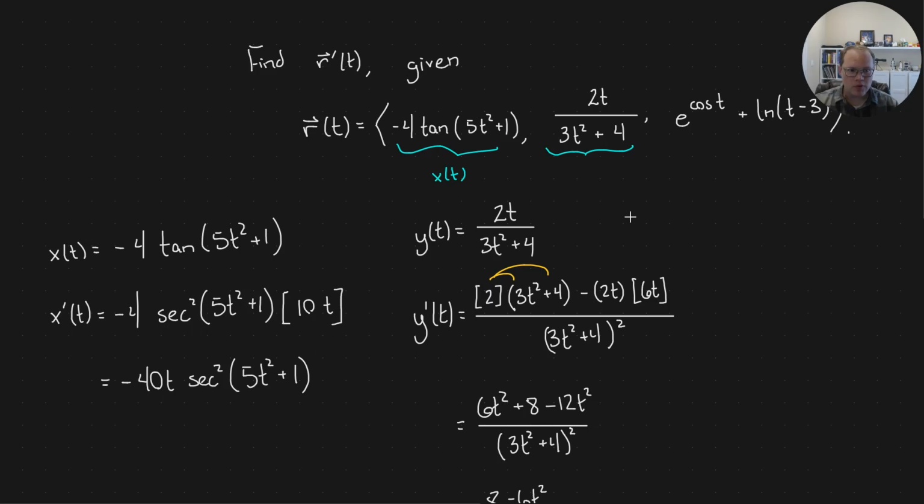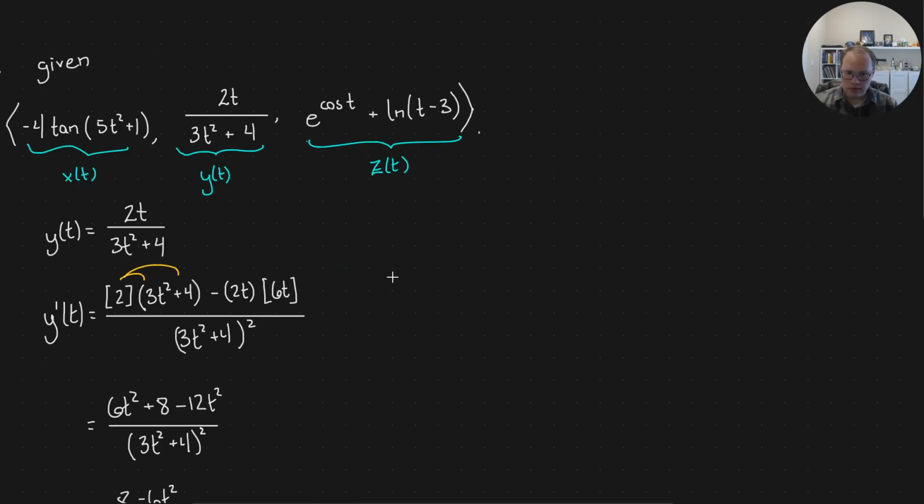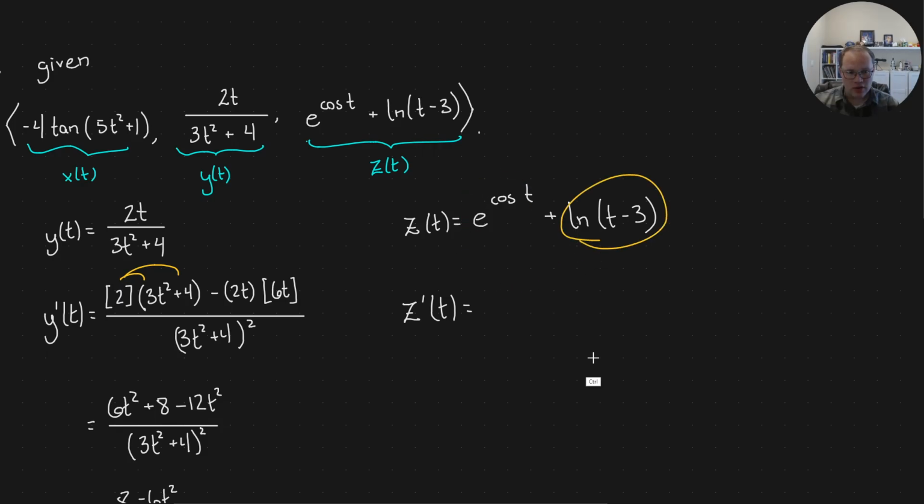All right, we've done 2 of our components, 1 more component to go. So we've done x of t and we've done y of t. Now let's do the third component, z of t. Okay, give myself a little horizontal room here. So z of t is equal to e to the cosine t plus natural log of t minus 3. Okay, so let's take the derivative. Let's find z prime of t. Notice for both of these, I can handle these separately first off because they're separated by a plus.